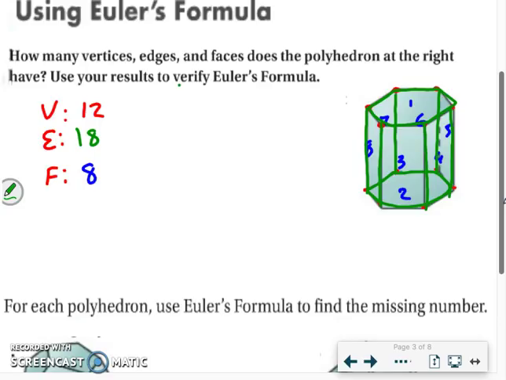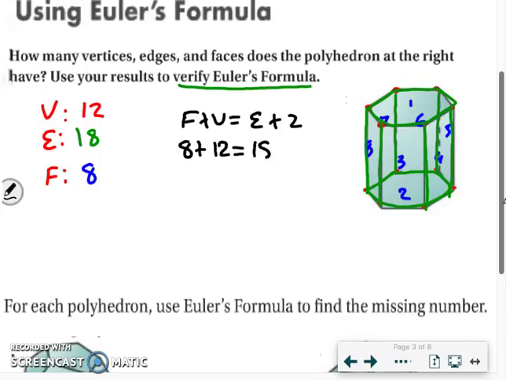Okay. If it says to verify Euler's formula, remember that's just F plus V equals E plus 2. All right, so if we have 8 faces and 12 vertices, that should equal the amount of edges, 18 plus 2. So if it says to verify, we're just going to check that real quick. 20 does equal 20, so we must have the correct answer.